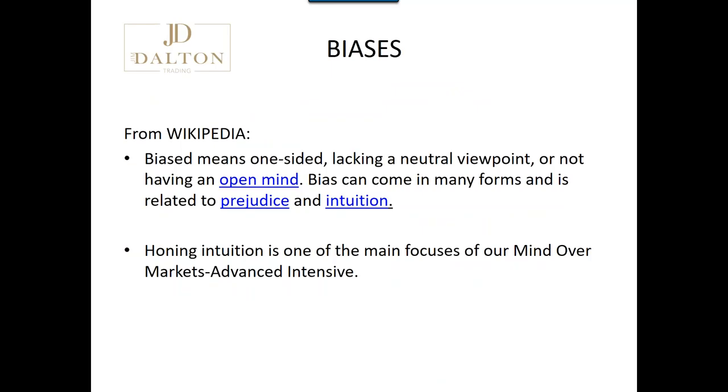Okay, I took the definition of a bias right from Wikipedia. Bias means one-sided, lacking a neutral viewpoint, or not having an open mind. Bias can come in many forms and is related to prejudice and intuition. That last point in there, intuition, is a very important consideration to me.